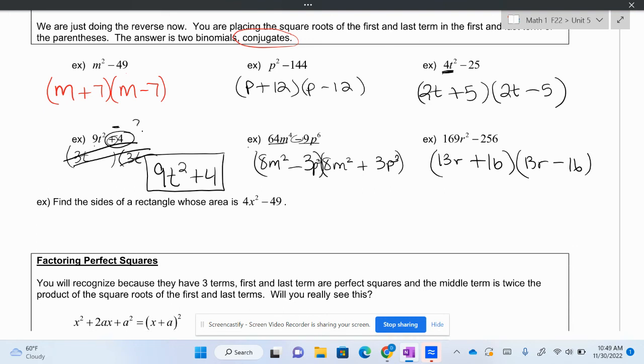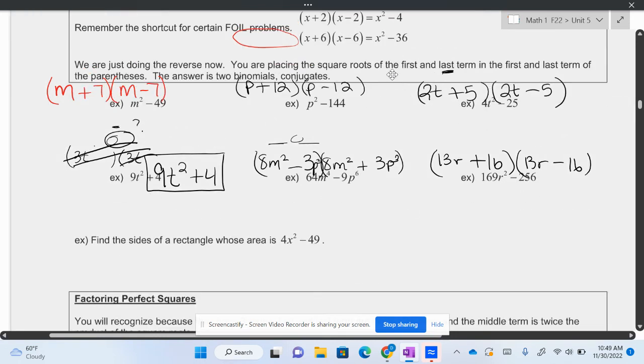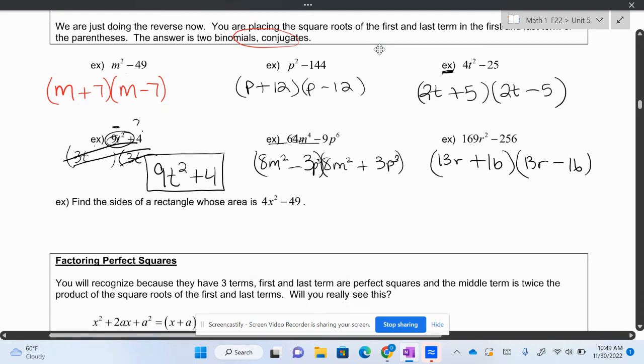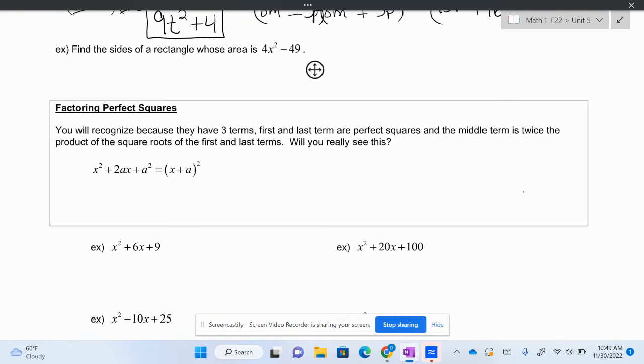If I have a rectangle whose area is 4x squared minus 49, notice that those are the difference of squares. Those are the difference of squares. So the square root of 4 is 2, so that's made by 2 times 2. The square root of x squared is x.